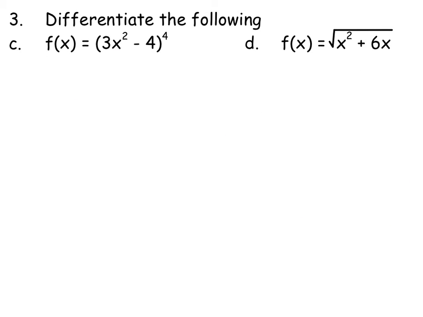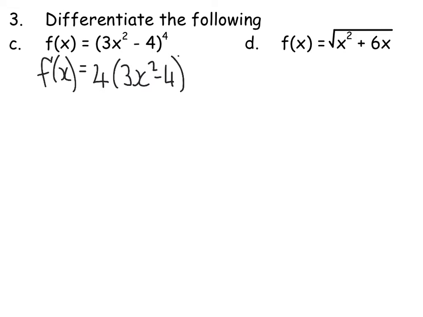So here's just a couple more, slightly different. There's a bit more differentiation involved in these ones. That's why they're a bit trickier. So step 1, times by the power, which becomes 4. I should be writing f dash x here. That's bad notation. So you've got 4 times your bracket.